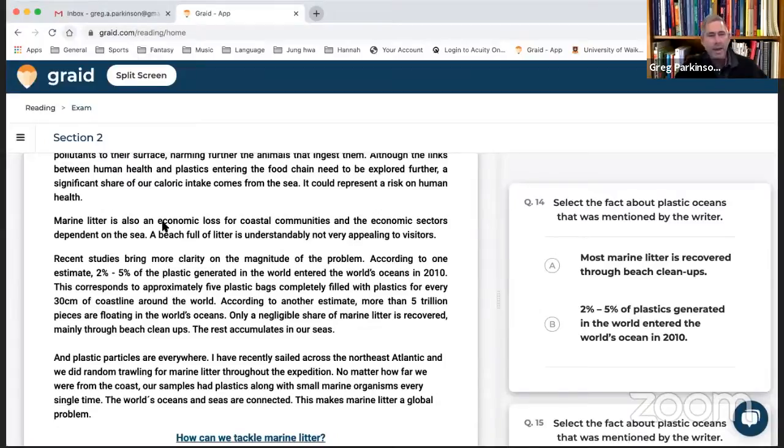quickly. And as you can see, I highlighted before, beach. So when I find the keyword beach, then what I'm going to do is read the entire sentence and see if it has the same meaning as option A from question 14. So we're told, a beach full of litter is understandably not very appealing to visitors. So that does not have the same meaning, right? That is not mentioned by the writer.